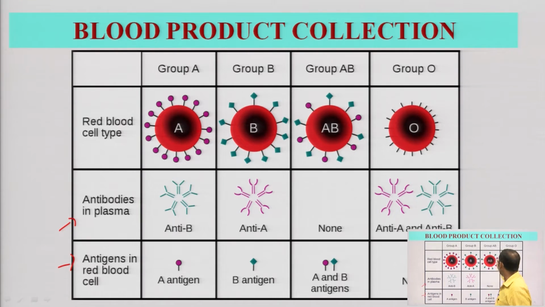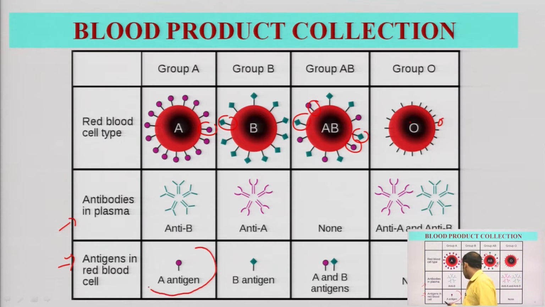This is our RBC and you can see these antigens. You can see these antigens. You can see there is no antigen present here. So, based on these antigens all the blood groups are developed.